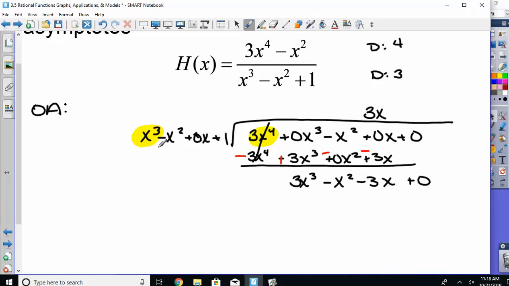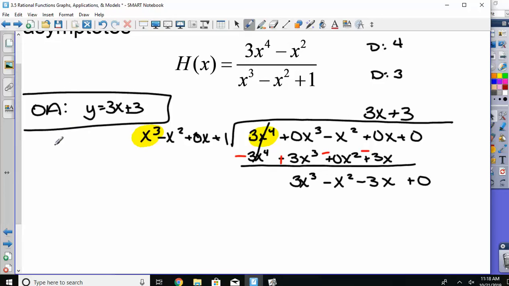What is 3x cubed divided by x cubed? 3. At this point, you can stop. You have your slope, mx plus b, that's it. So your oblique asymptote would be y equals 3x plus 3. So we do long division, but we don't have to work the full problem. I don't need the remainder. I just need that actual quotient piece.